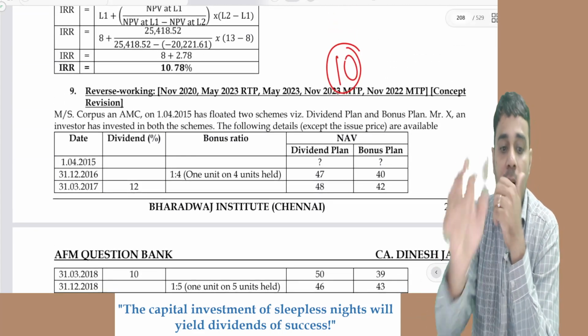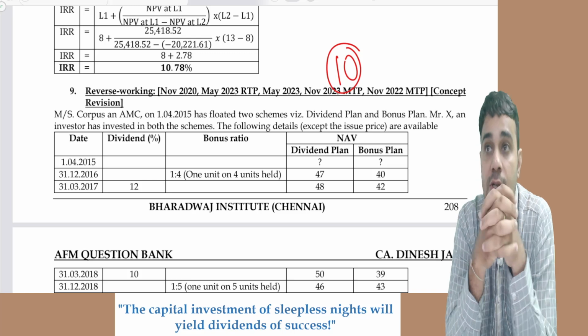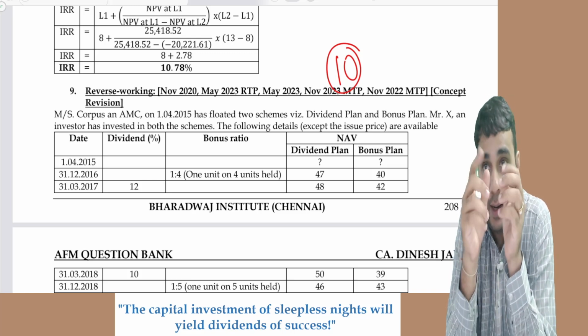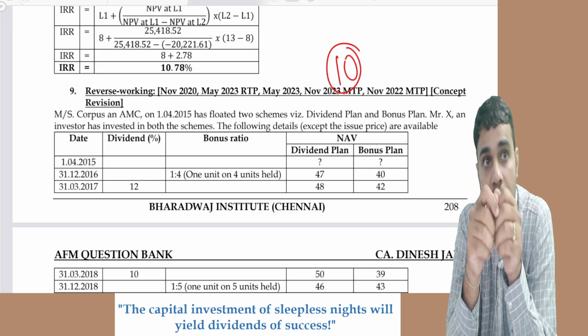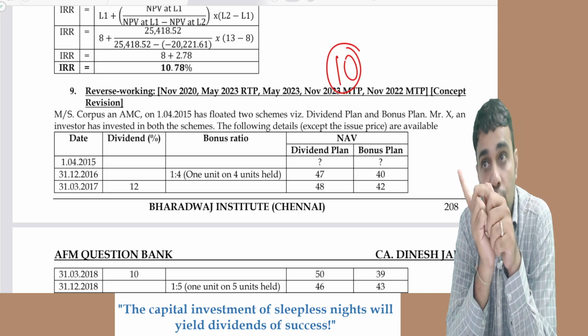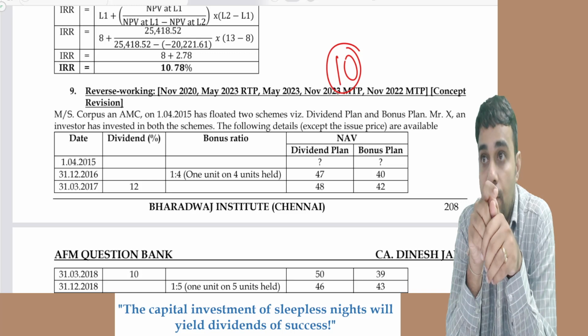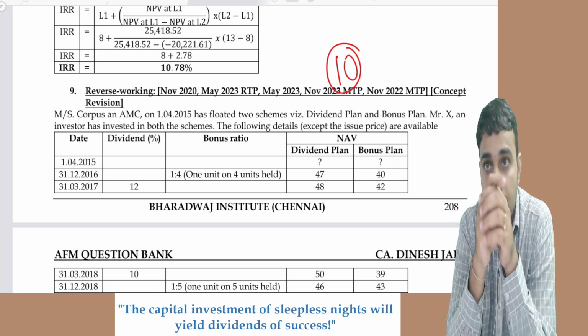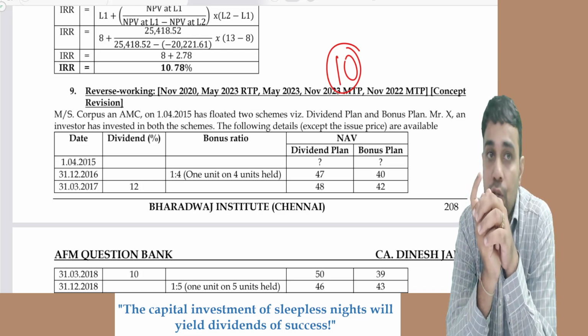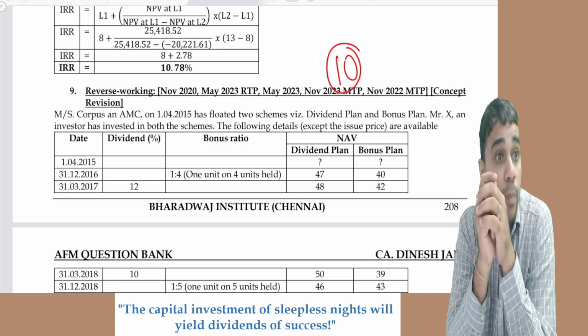Okay, now I come to another situation which is called reverse working. Like we calculated the units, now I will give you the closing units, and you go back and tell me the opening units. Reverse working will become more and more challenging. I give you the closing units, and your job is to calculate the opening units.